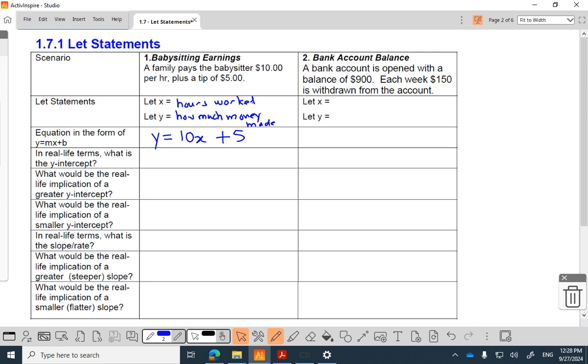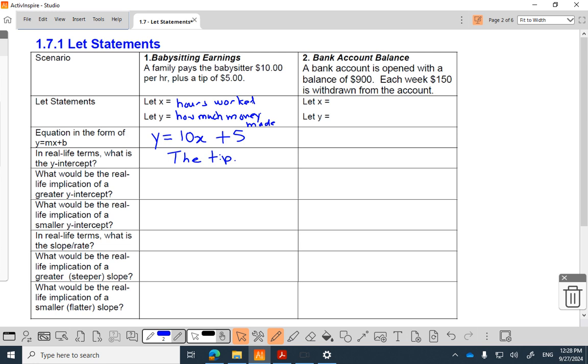I'm here to help. In real life terms, what is the y-intercept? What is this 5? I hope this is the easiest question on the page. I hope it's easy to reflect back. What are we talking about with the 5? What is the $5 representing? It is the y-intercept in the equation. But in the real world, in the actual scenario, what does $5 represent? The tip. Maybe that question's so easy it's hard. You're like, yeah, we already talked about that. Why are you asking me again?